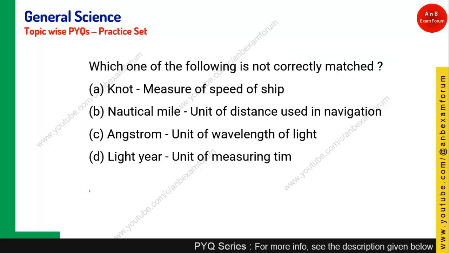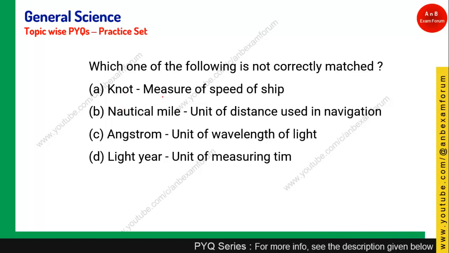Let's see the next question. Which one of the following is not correctly matched? Let's see one by one. Knot is basically the unit for the measurement of speed. Yes. Nautical mile, unit of distance used in navigation. Yes. Angstrom is the unit of wavelength of light. Yes, it is also correct.